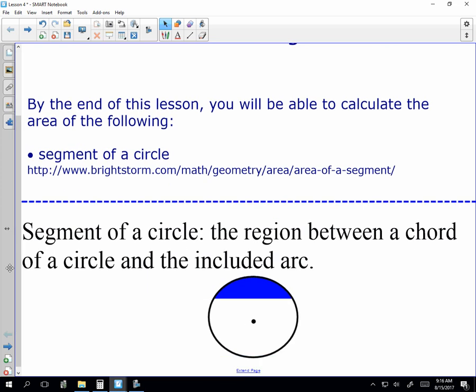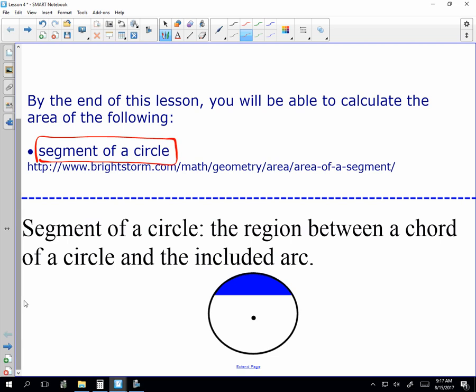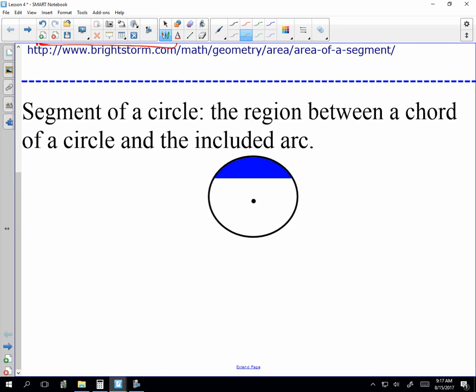Our goal for this lesson is that by the end of the lesson you'll be able to calculate the area of a segment of a circle. Now, when we look at the segment of the circle, it's the region between a chord and an arc. Remember, a chord connects 2 points on the circle and does not go through the center. The arc is the outside length.